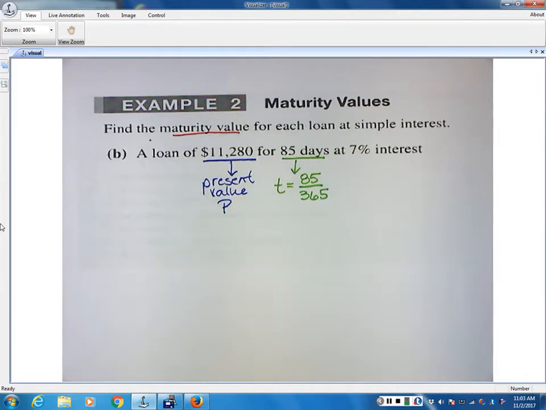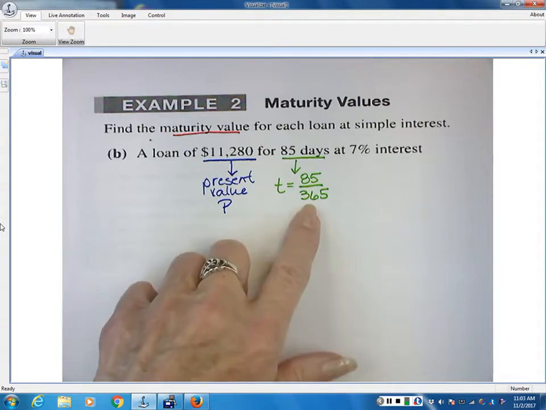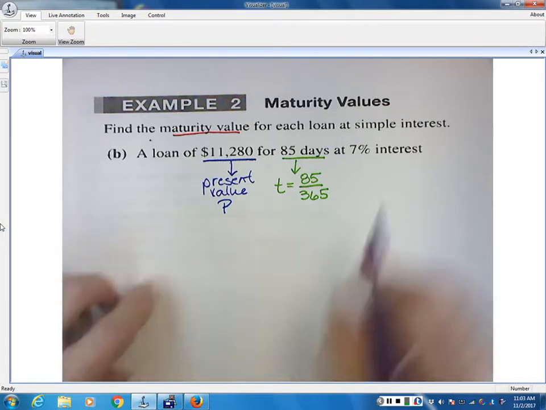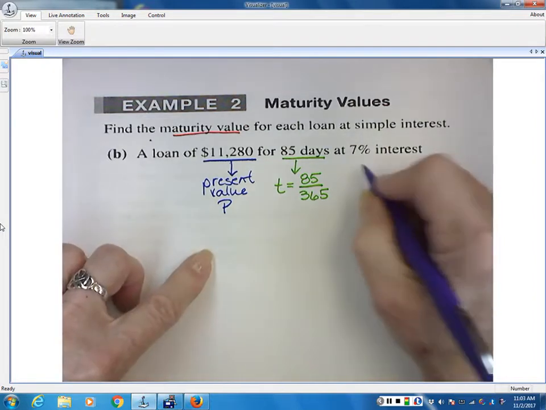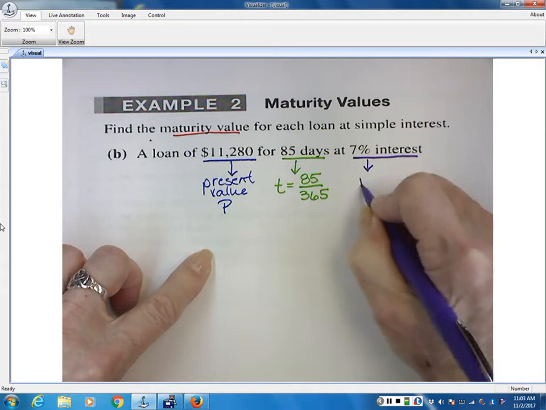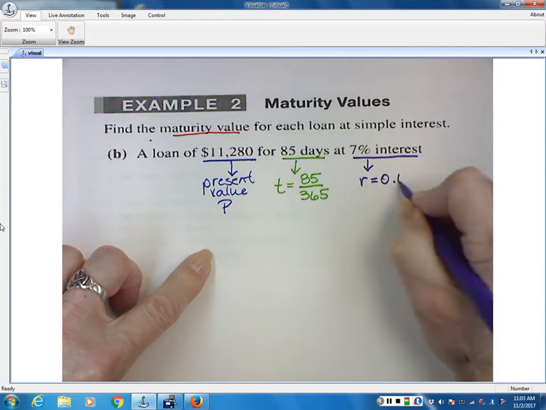Do you always express time as years in these problems? You have to. Because when it's simple interest, it's always the interest rate per year. It's always compounded per year. And this is not a whole year. Okay? And then your 7% interest rate is R equals 0.07.